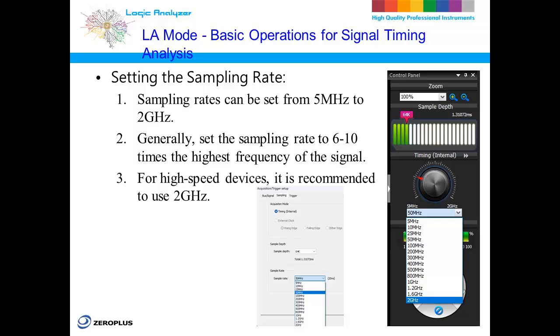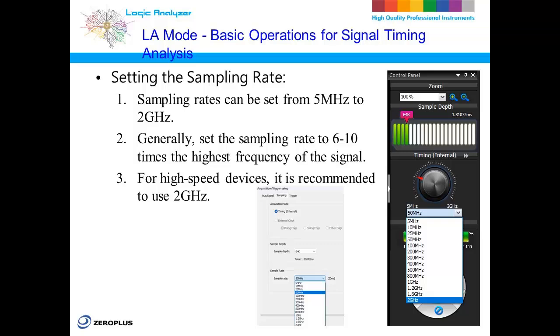Generally, to ensure accurate signal capture, the sampling rate should be set to 6 to 10 times the signal's highest frequency. This ensures there are enough samples in each signal cycle to accurately reconstruct the waveform and avoid missing key details. For example, if the signal you're testing has a frequency of 100 MHz, setting the sampling rate between 800 MHz and 1 GHz will be enough to capture the main features of the signal.